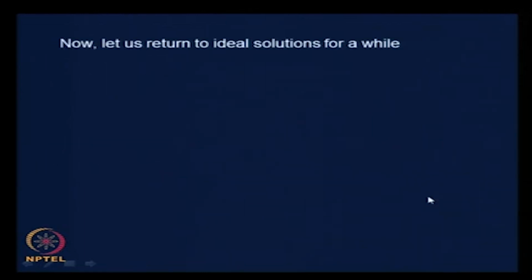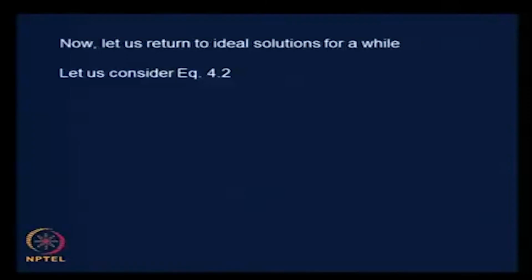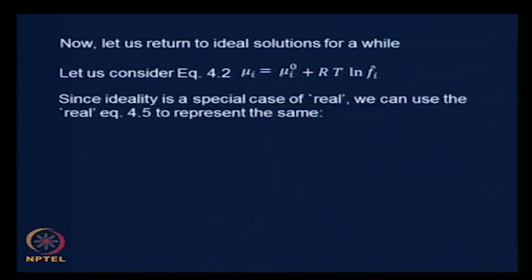Now let us look back at ideal solutions for a little bit. We are going to develop something important here, so let us concentrate on ideal solutions. You know equation 4.2, you can go back to your notes, it is already given here: mu i equals mu i naught plus RT ln fi hat. This works for the ideal solution case, where mu i naught is a function of temperature alone.